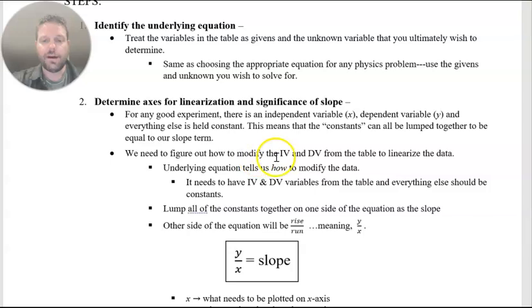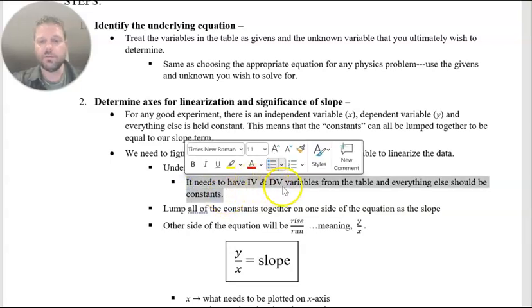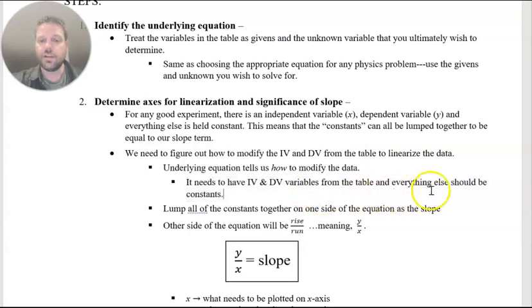So we need to figure out how to modify the x-axis and y-axis, or in particular, the values that we're going to be plotting, for example, position x and time t, in order to create a linearized graph. In the previous example, we had to square those time values, right? And the underlying equation is going to tell us how to modify the data. It's going to tell us that we need to square the time or square root the x or whatever it needs to do. And remember, this underlying equation is going to have those independent variable and dependent variables in the equation, and then everything else should be known constants or the one unknown that we're going to ultimately be solving for.